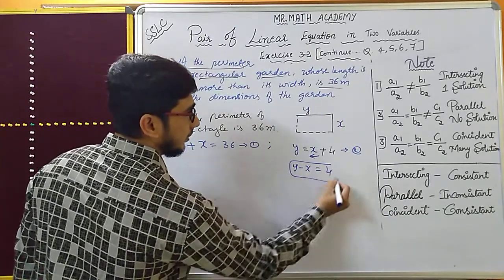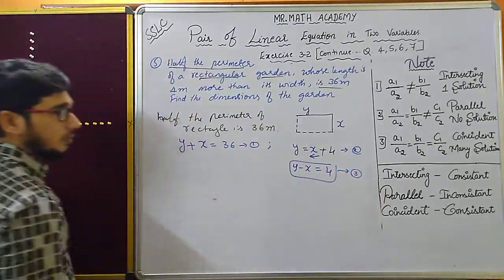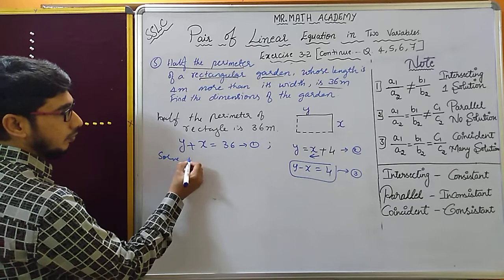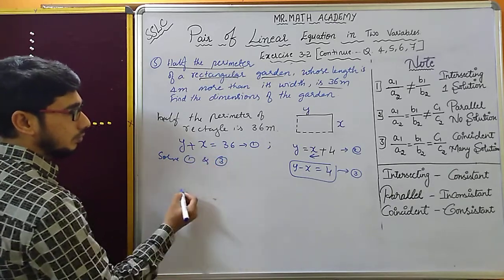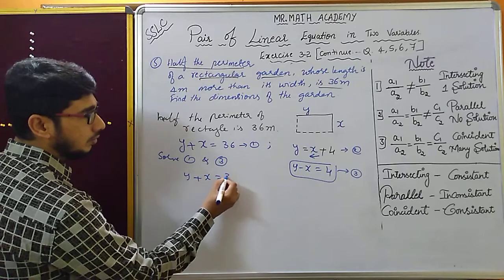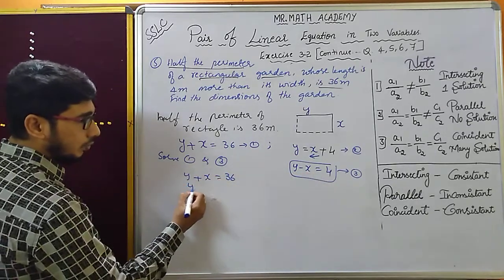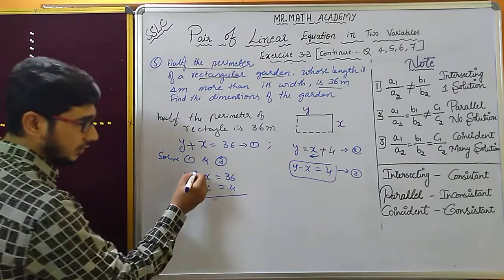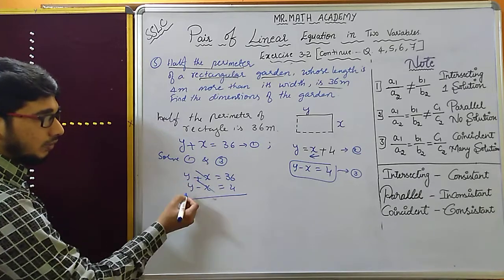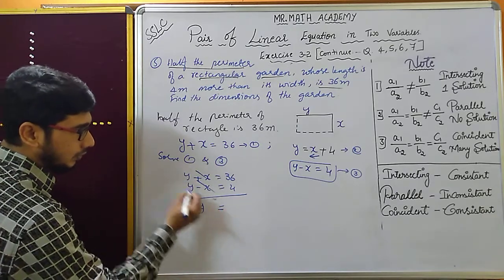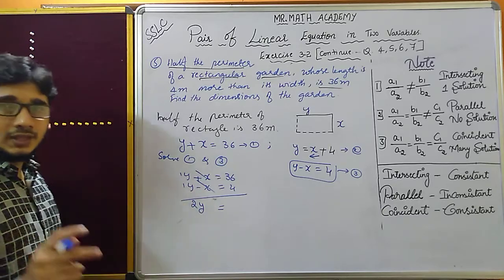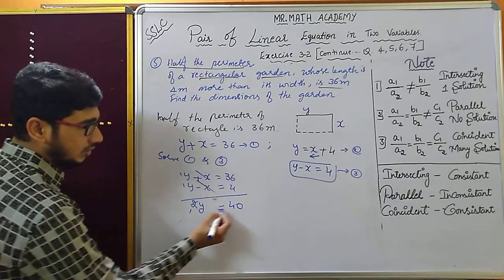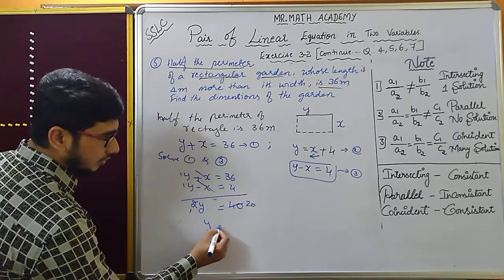Now we solve 1 and 3. y plus x is equal to 36, and y minus x is equal to 4. Plus x and minus x get cancelled. 1y plus 1y is 2y, and 36 plus 4 is 40. Directly cancel: 2 ones are 2, 2 twenties are 40. So y is equal to 20.